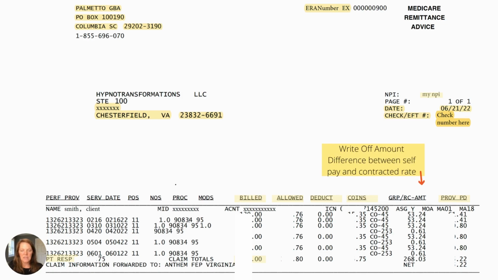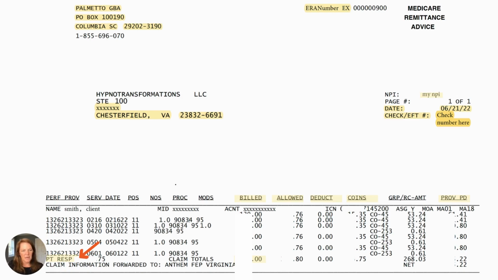And then over here is the write-off amount, or how much is not allowed, all of that. So that part is usually listed right here. And then over here is how much the provider, myself, was actually paid for each session. You might notice some differences here, and there's a reason for that. I'll go over that in a minute, but this is Medicare specific, so you won't really see this on many claims. This is an unusual situation.